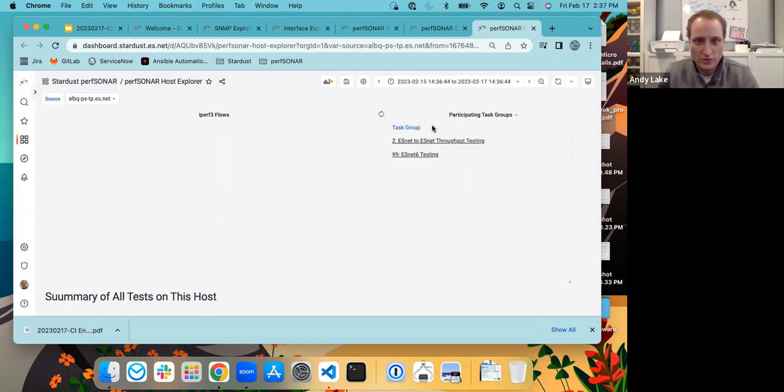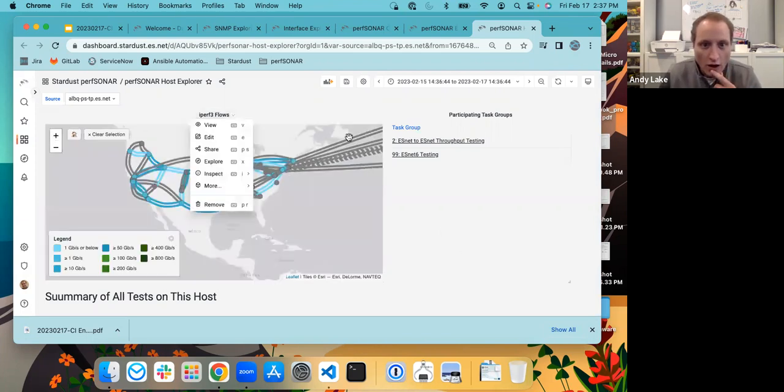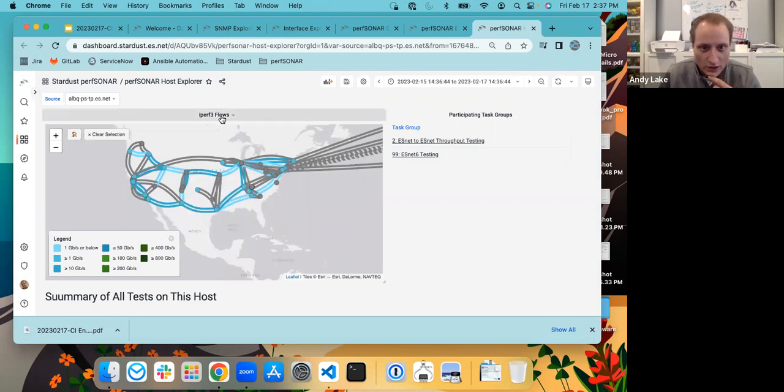You can constrain it even more, right? So if I load this one, there's a map right here. Sorry, my computer is being weird today. There we go. So we can see all the flows coming out of Albuquerque, and where they're going across the network.